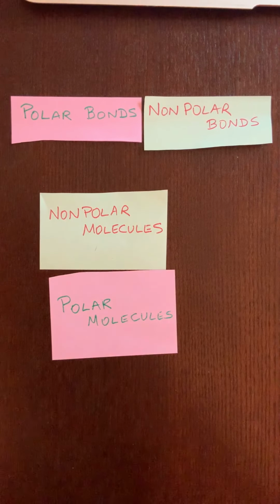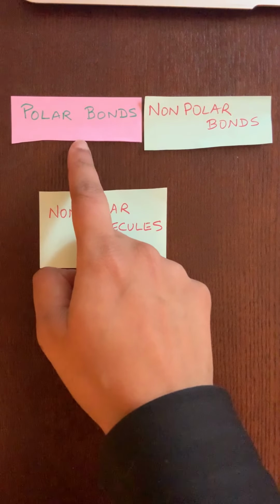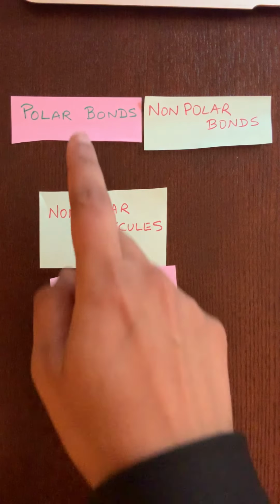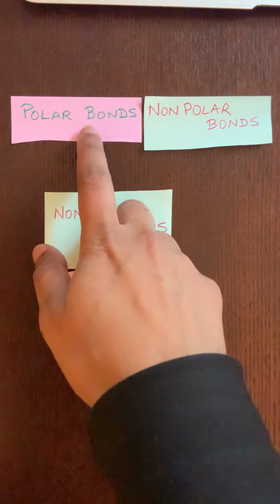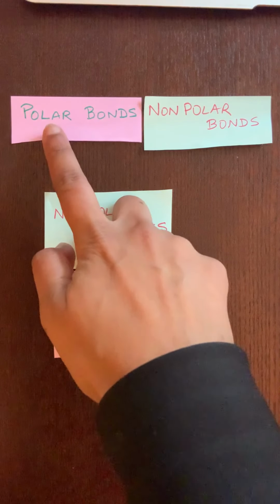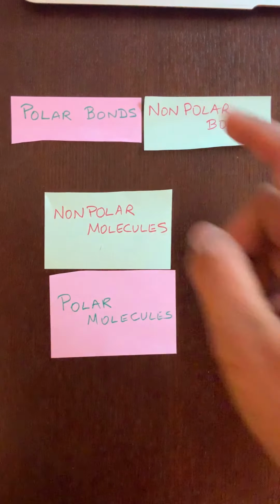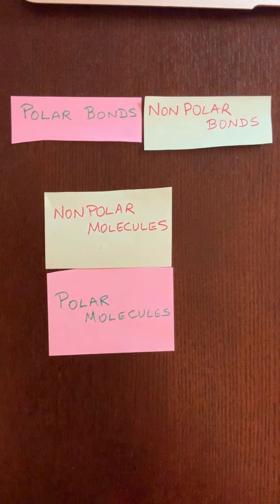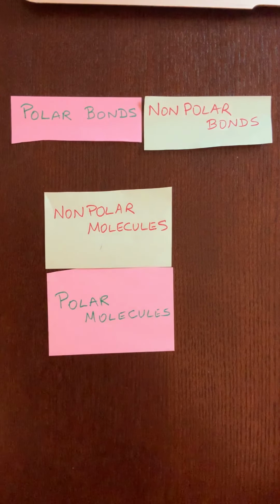In this lesson, we're going to learn what polar bonds are and what nonpolar bonds are. Then we're going to look at molecules that have polar bonds and ask ourselves: just because a molecule has polar bonds, does that mean it has to be a polar molecule, or could it be a nonpolar molecule? Before we can get into that, you have to know what polar means.